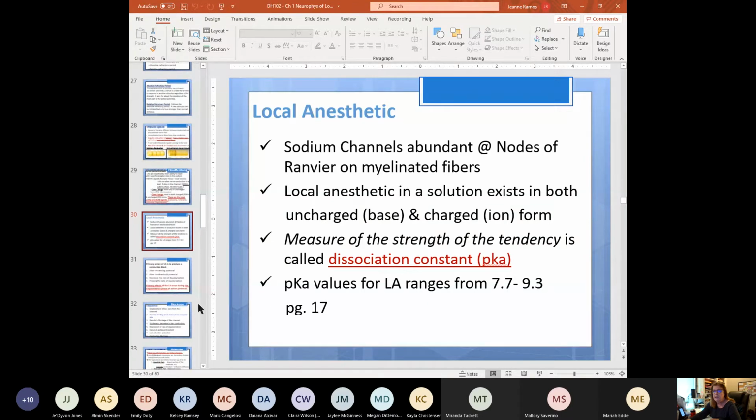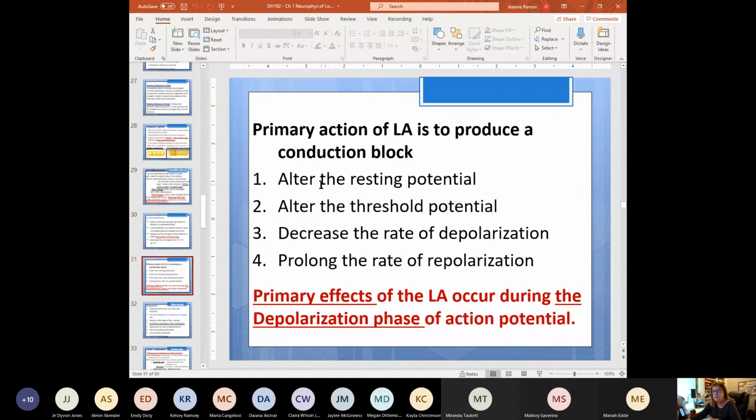On page 17 in your book, you can see a list. The list will have a column giving the agent, whether it's benzocaine, mepivacaine, etc., and it gives a pKa right next to it. You can see that the pKa runs from 3.5 to 9.3.